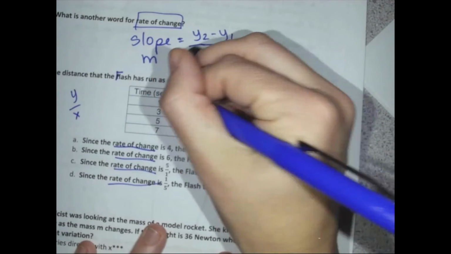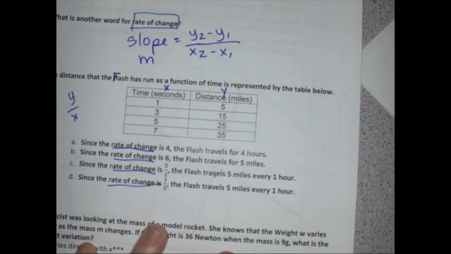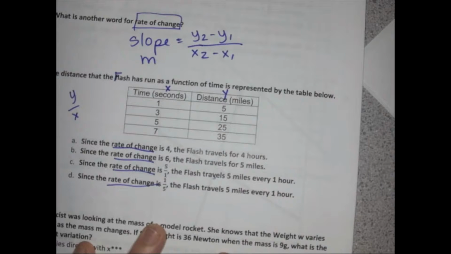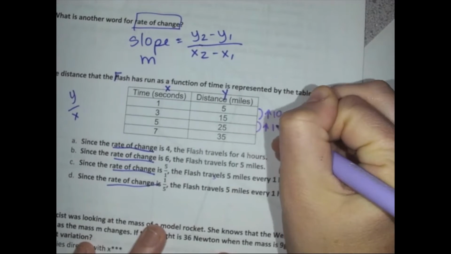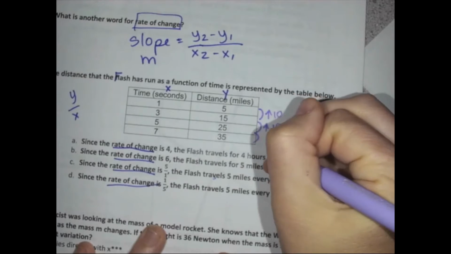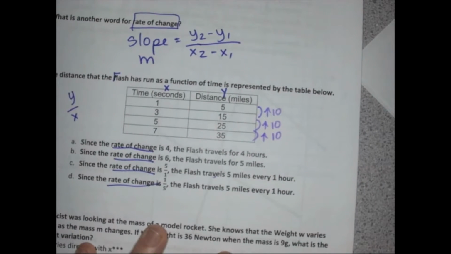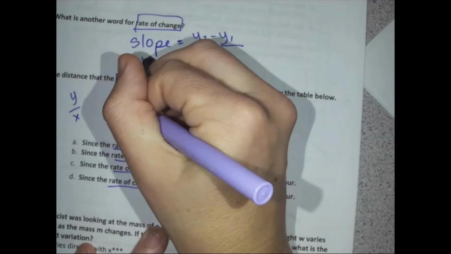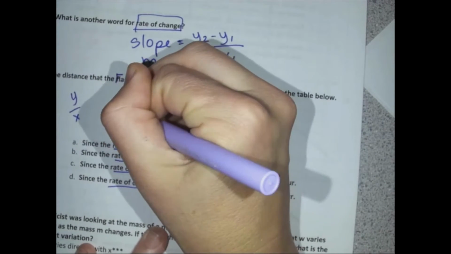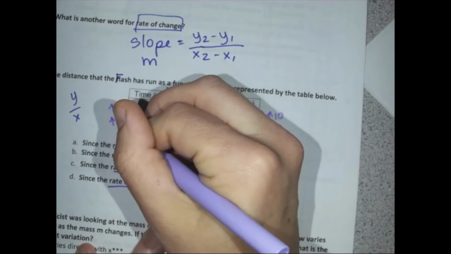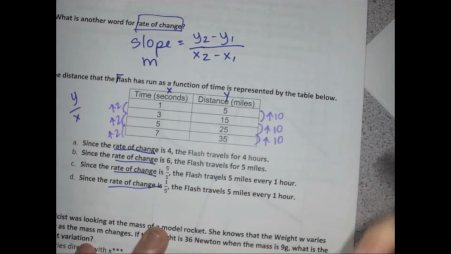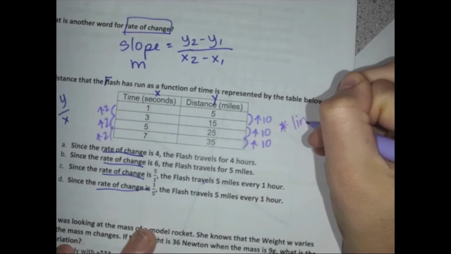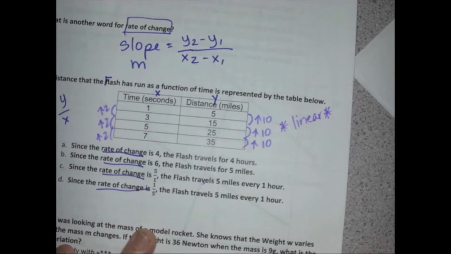So let me go here. I've got an x and a y. What is my change between 5 and 15? Is it going up or down? It goes up by 10. 15 to 25, it goes up by 10. 25 to 35, it goes up by 10. My time goes up by 2 each time. This is a constant rate of change, which, spoiler alert, means it's linear because it's constant.